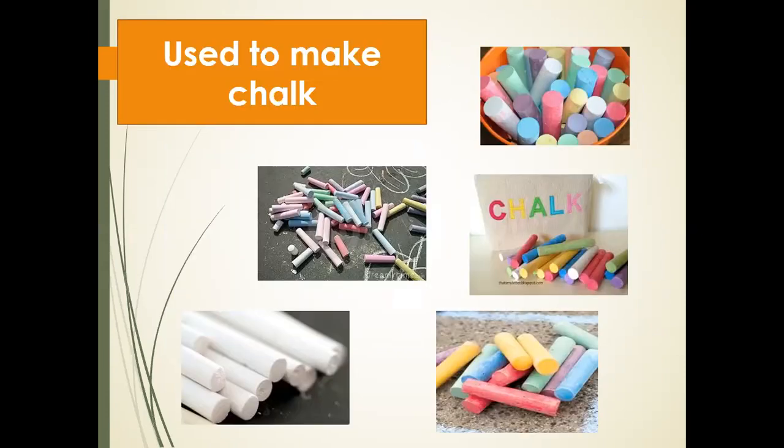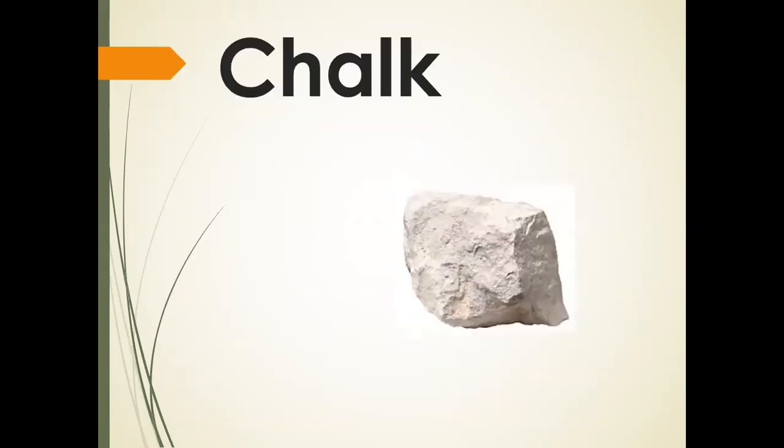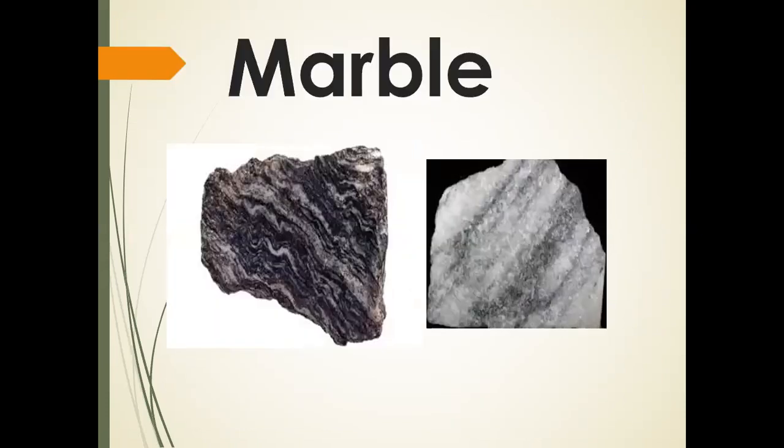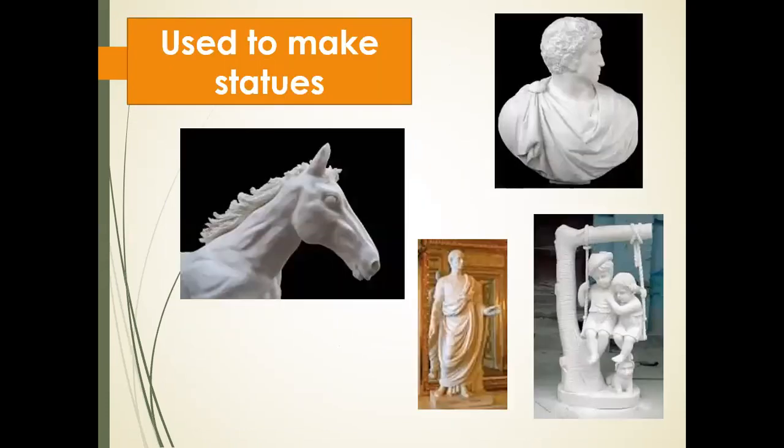So again, what are the rock examples? We talked about the chalk. The chalk rock is used to make the chalk, either the colored ones or the white ones. They are used for writing on the blackboard. The second example is the marble. The marble is used to make the statues. So statues are made from what? They are made from the marble rock.